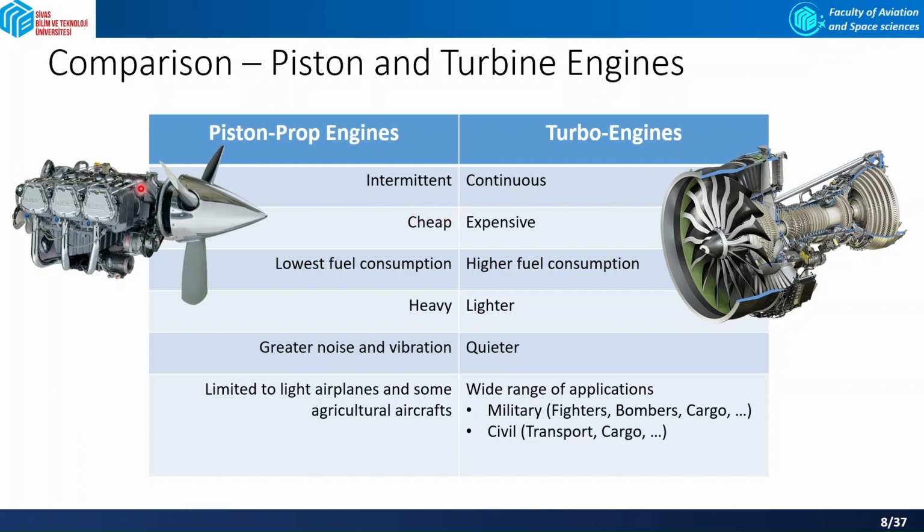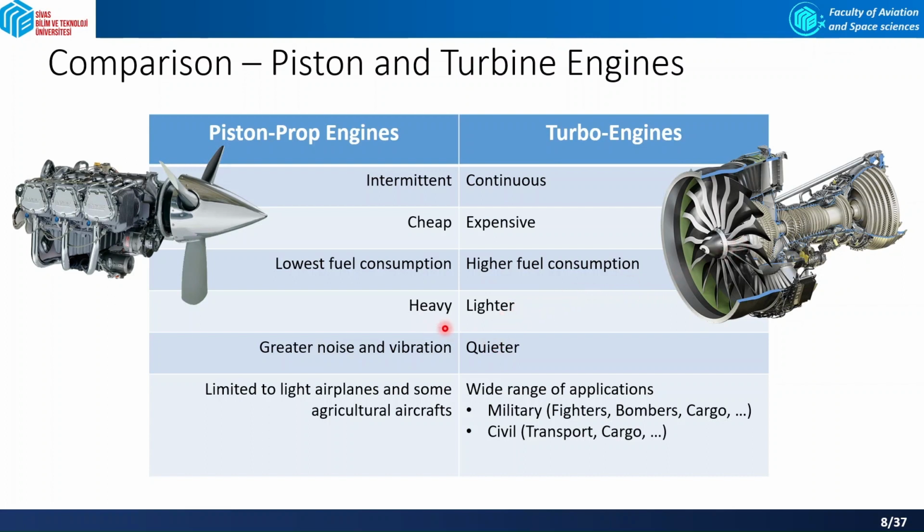On the other hand, the piston prop engines, because it's been quite a while that we have had these engines, are much cheaper than the turbo engines, and their fuel consumption is very low. But when you compare it with the turbo engines, their fuel consumption is very, very high. Also, because of the material used in piston engines, they are very heavy, compared to the light weight of turbo engines.